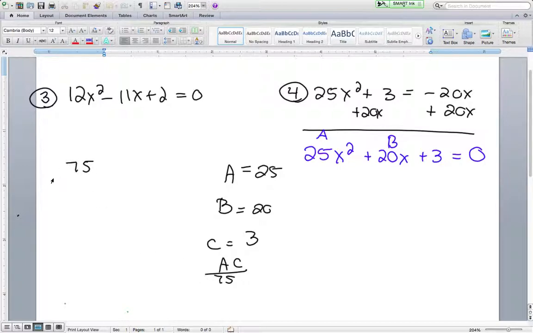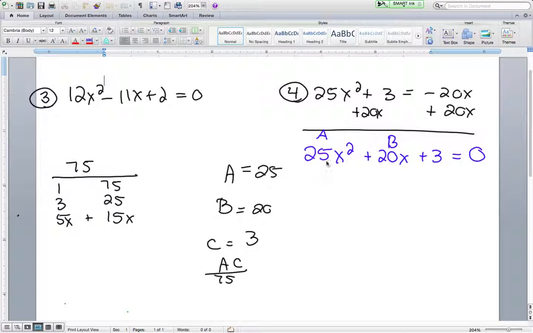I'm going to list the factors over here. I was running out of room. 1 and 75. 2 doesn't work. 3 and 25. 4 is not going to work. 5 and 15, I believe. Yeah. Oh, 5 and 15 is 20. 5x plus 15x is 20.